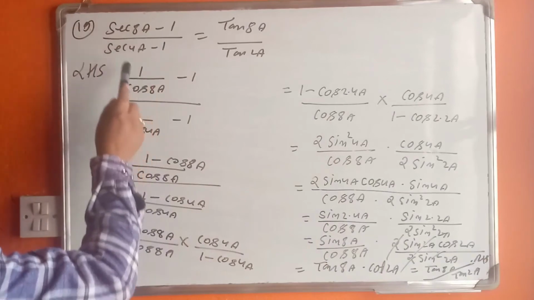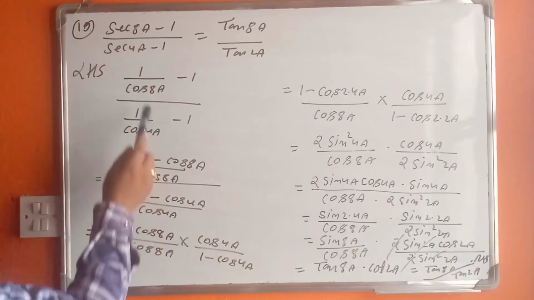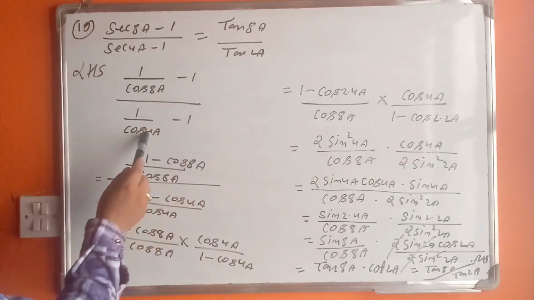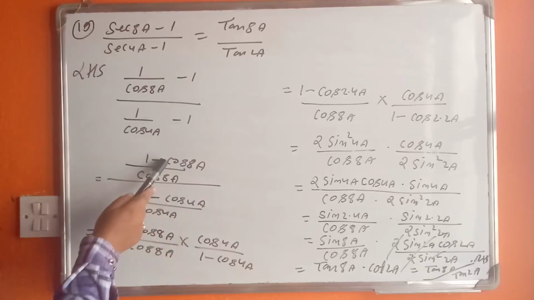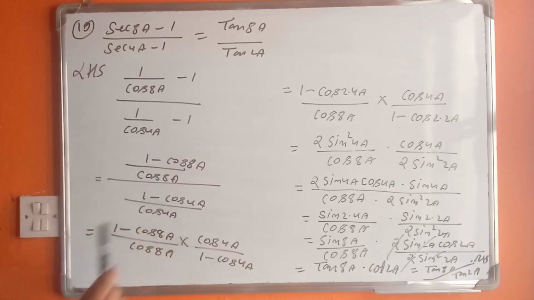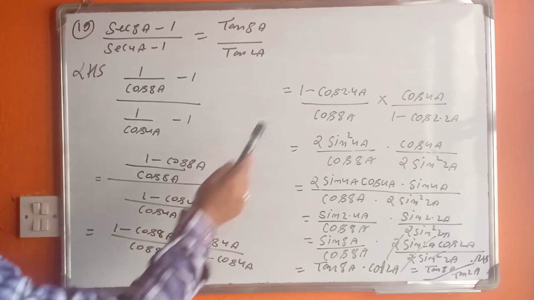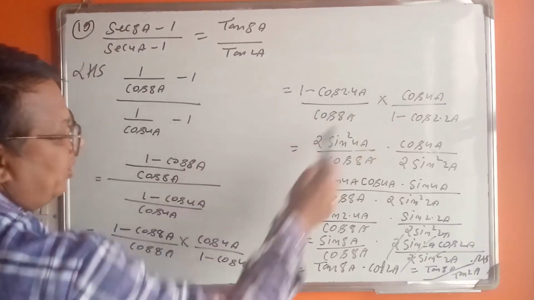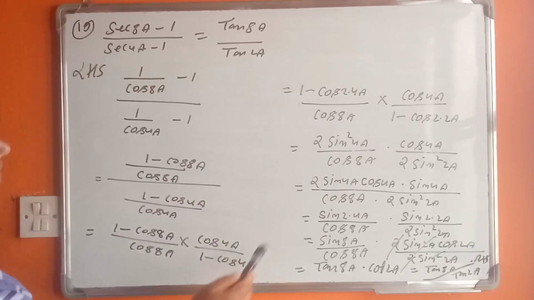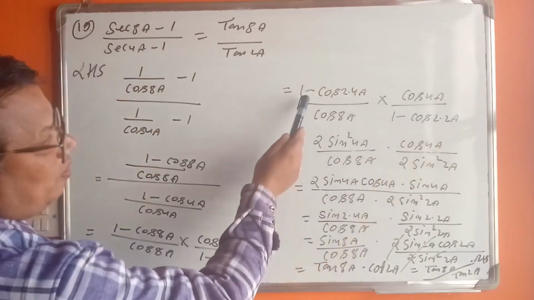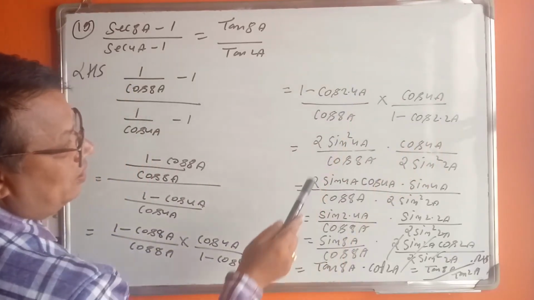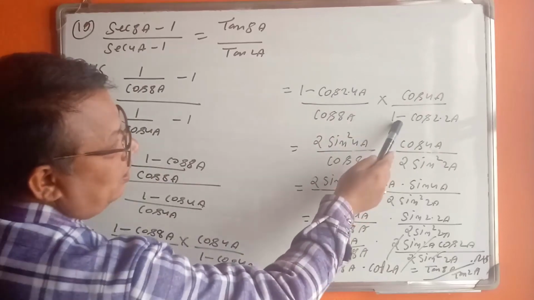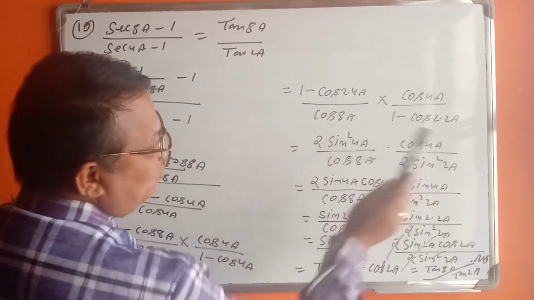Sec means 1 by cos. Taking LCM, we get cos 8a, 1 by cos 8a, cos 4a, 1 by cos 4a. Reciprocal, this by this into this by this. 1 minus cos 8a means 1 minus cos 2 into 4a. This copying, this also copying. 1 minus cos 4a means 1 minus cos 2 into 2a. Now 1 minus cos 2a applies as 2 sin square a, so 2 sin square 4a. Here also 1 minus cos 2a is 2 sin square a, so 2 sin square 2a.